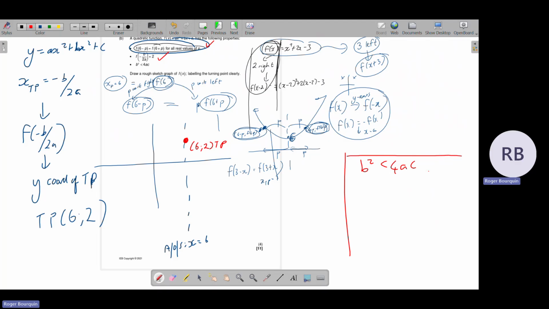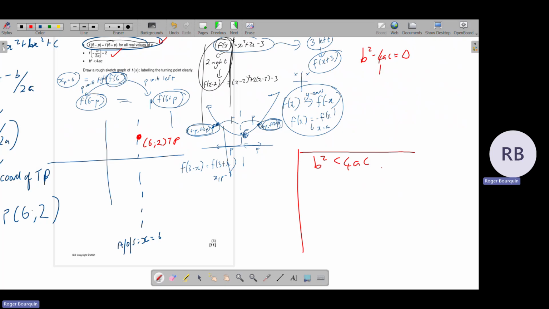The last bit of information says that b squared is less than 4ac. Well, what's that telling you about b squared minus 4ac? What was b squared minus 4ac equal to? Delta, which determines the nature of roots. Where does delta come from? It comes from the quadratic formula, which says your x-intercepts are equal to negative b plus or minus the square root of delta, over 2a. So delta determines the nature of the roots, in other words what type of x-intercepts you're going to get.